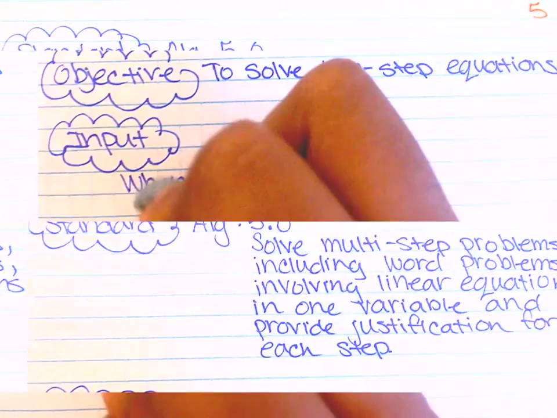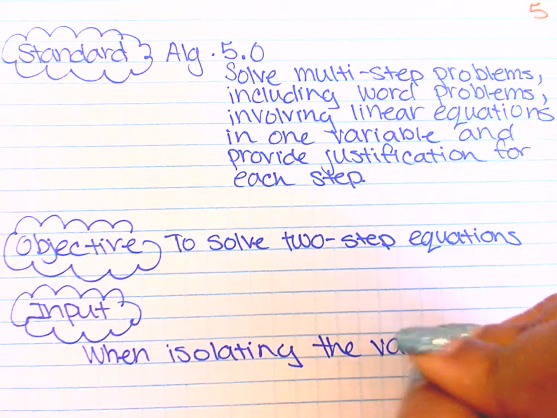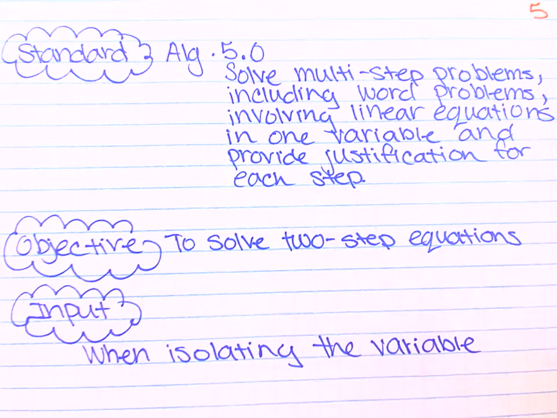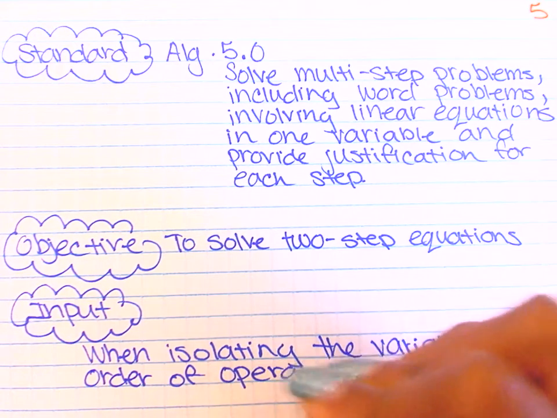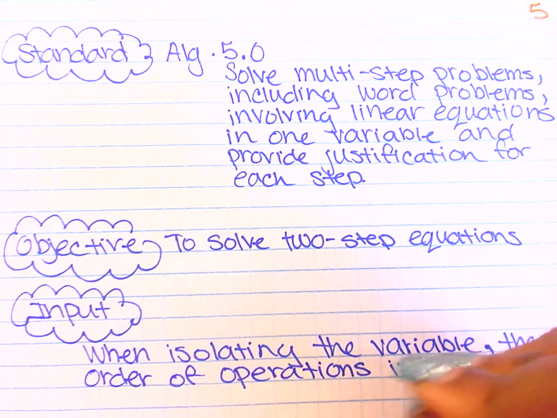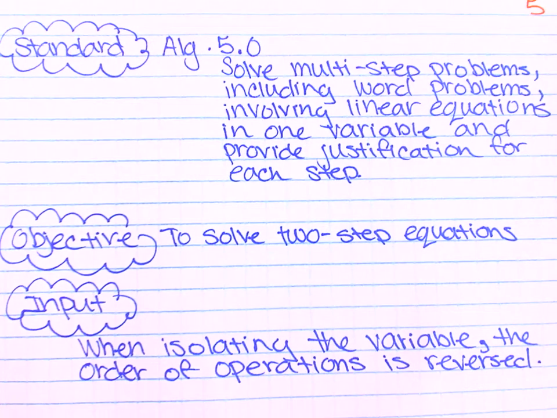When isolating the variable, so that means getting the variable by itself, the order of operations is reversed. What does that mean? That means that if you have an addition or subtraction problem attached to multiplication or division, you don't do multiplication and division first, you do the opposite. You do the addition and subtraction first and end with your multiplication and division.